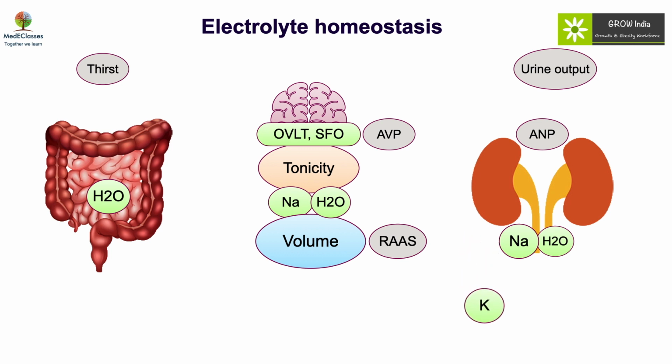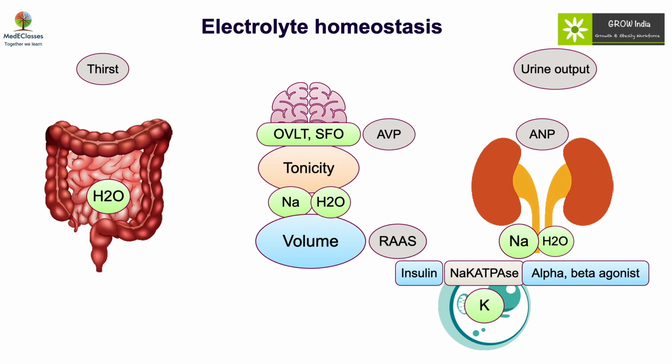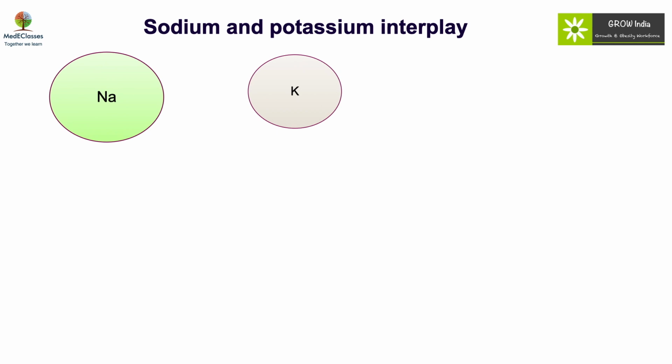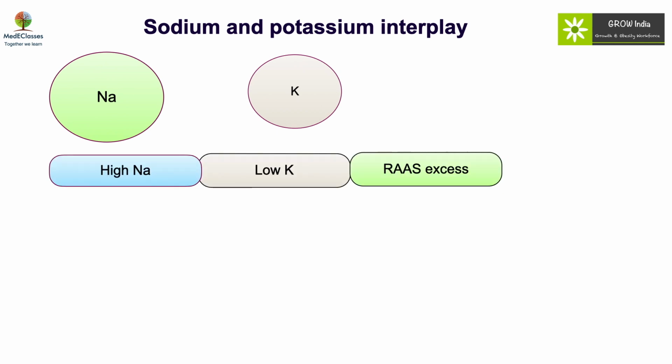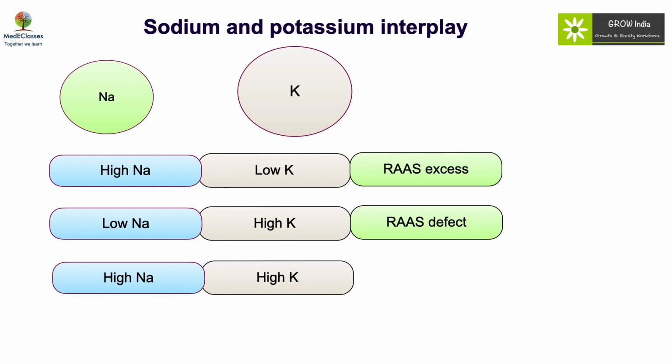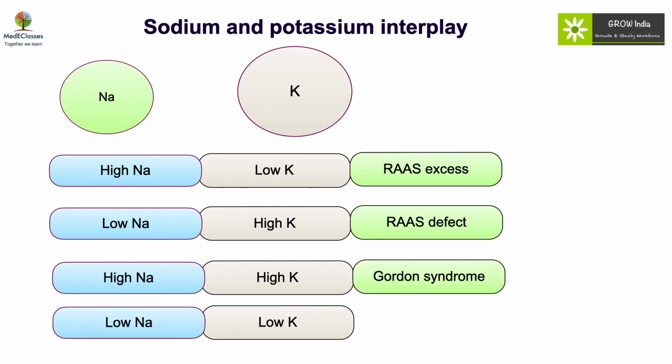Now potassium can also go into the cell using the sodium-potassium ATPase, and agents which stimulate it, including insulin and beta agonists, will cause hypokalemia. Based upon this, we can understand that in most situations the sodium and potassium will go in opposite directions. So if your sodium goes up, the potassium goes down. This is typical RAS excess. If the sodium goes down, the potassium goes up. This is RAS deficiency. Now, if both sodium and potassium are high, this is the extremely rare situation of Gordon syndrome, while if both are low, this could mean a tubulopathy or a GI loss.